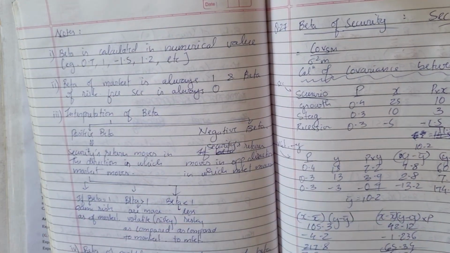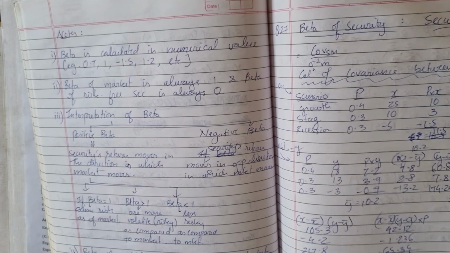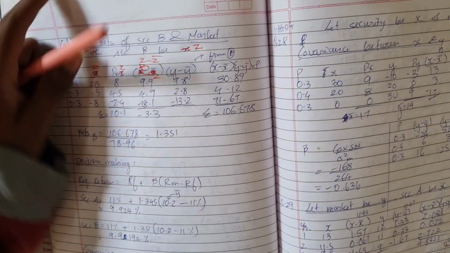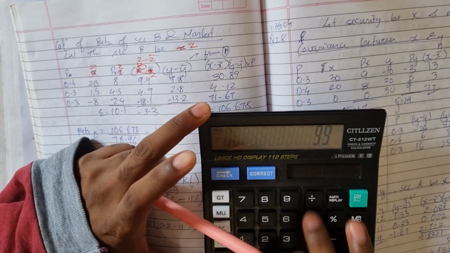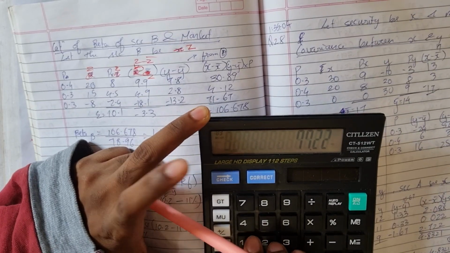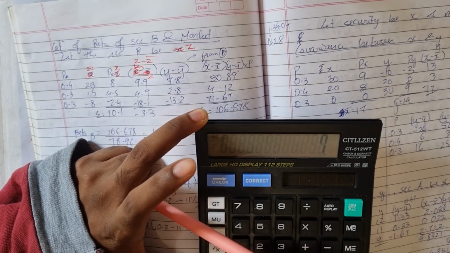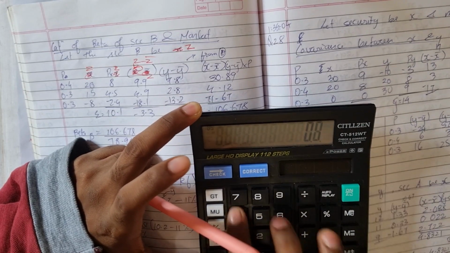The variance of market is 78.96. Wait a second, there is something different going on here. Let me check it. 9.9 into 7.8 into my probability 4.